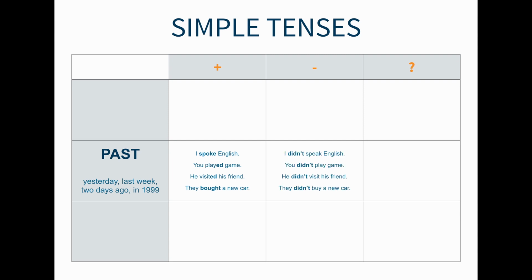Negative sentences. I didn't speak English. You didn't play a game. He didn't visit his friend. They didn't buy a new car.